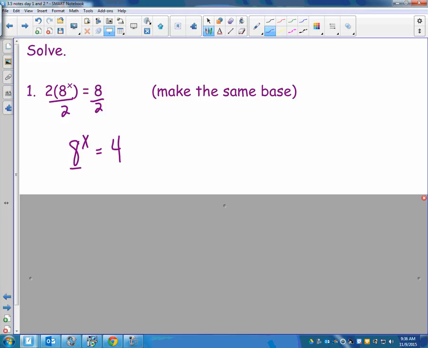8 is 2 to the what power? 3, look at this. I better just get a pile of candy there. Should have worn pockets today. So we could say this is 2 to the 3rd x. Here's an easy one. 4 is 2 to the what power? Squared.